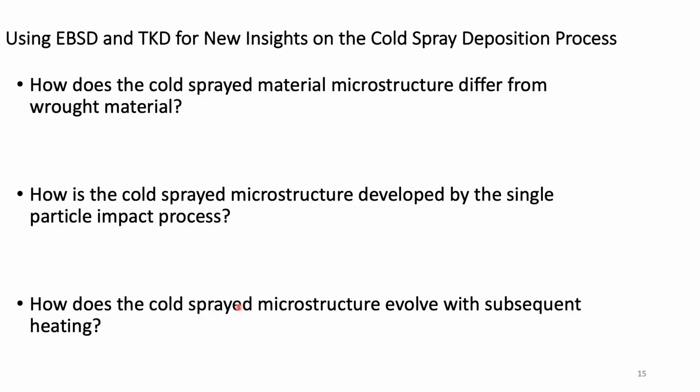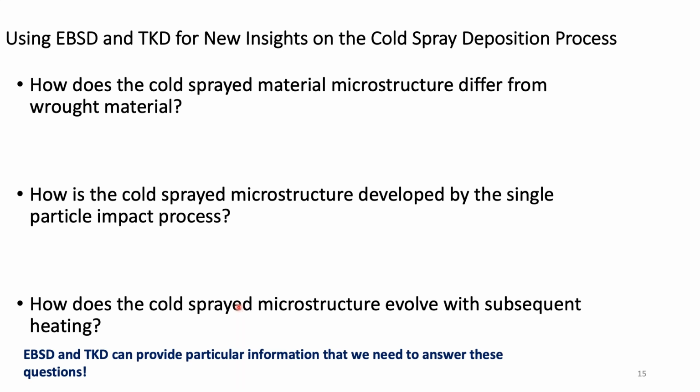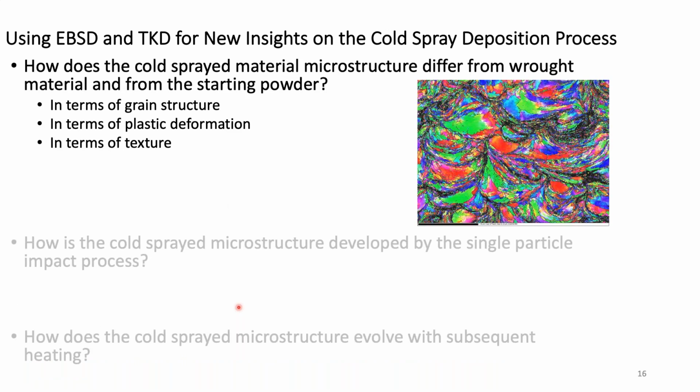So we're going to guide this talk. We're trying to answer three sets of questions. How does the cold sprayed material microstructure differ from raw material, and I would say even from the powder that it started with? How is the cold spray microstructure developed by that single particle impact process? That's kind of the unit operation of cold spray. And how does the cold spray microstructure evolve with subsequent heating? So let's take on the first one. EBSD and TKD are going to provide particular information that we need to try to answer these questions. So let's look at the microstructure we get out of cold spray, and let's think about it in terms of grain structure, plastic deformation, and texture.